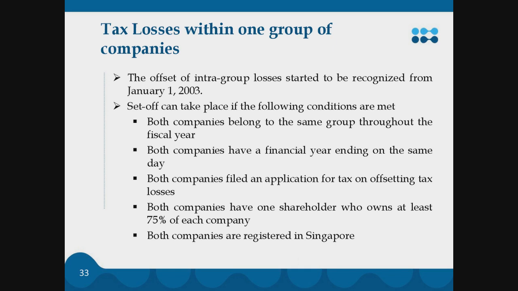for such transfer. The offset of intragroup losses started to be recognized from January 2003, and that offset can take place if the following conditions are met: both companies belong to the same group throughout the fiscal year. Both companies have a financial year ending on the same day. Both companies filed an application for offsetting tax losses. Both companies have one shareholder who owns at least 75% of each company. Both companies are registered in Singapore.